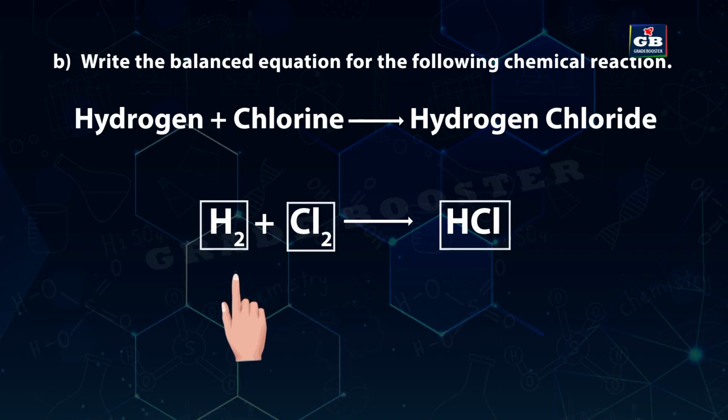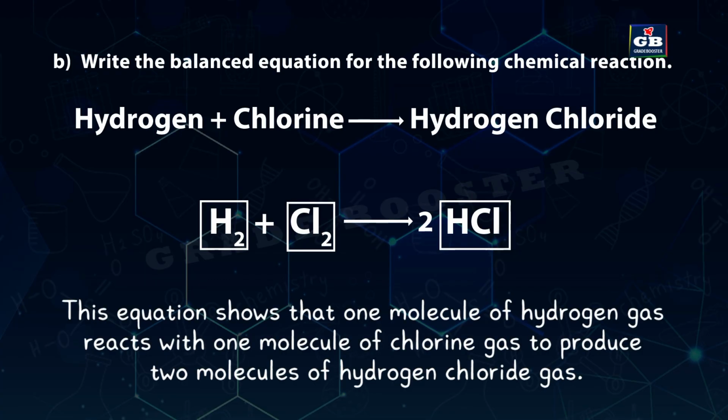Now, on the reactant side, there are 2 hydrogen atoms and 2 chlorine atoms. On the product side, each molecule of hydrogen chloride has 1 hydrogen atom and 1 chlorine atom. To balance the number of atoms, we need 2 molecules of HCl. So here we write 2 in front of the HCl. Now this equation is balanced. So this equation shows that 1 molecule of hydrogen gas reacts with 1 molecule of chlorine gas to produce 2 molecules of hydrogen chloride gas.